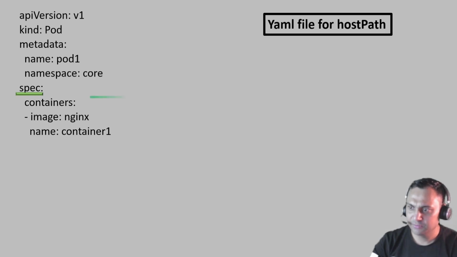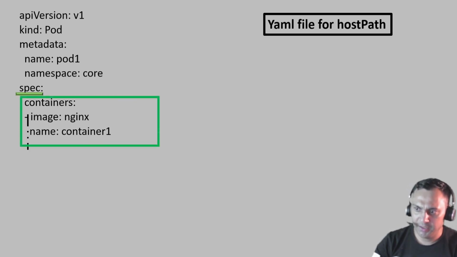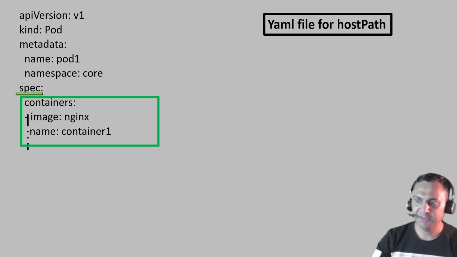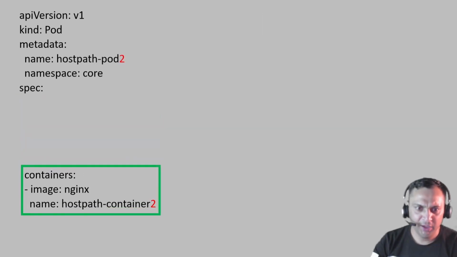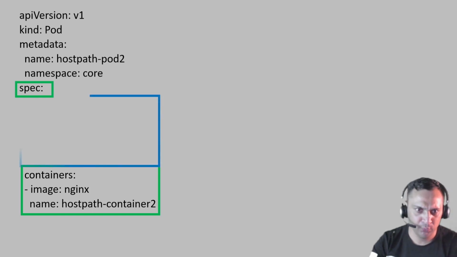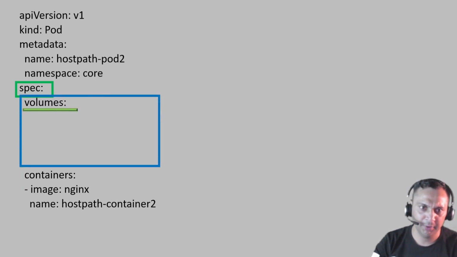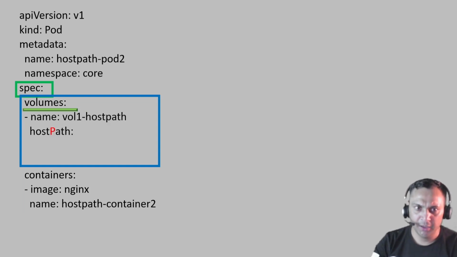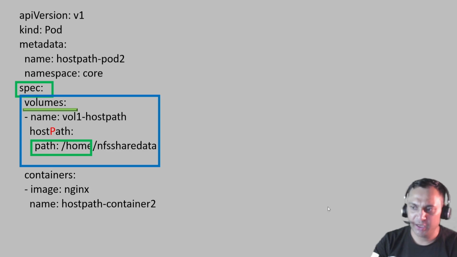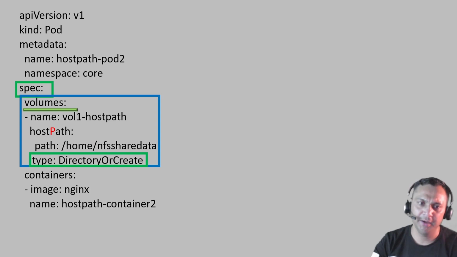In the spec section, we have container and the indentation is same, name and image. And when we add the volume, you notice I have changed the name from 1 to 2. In the spec section, we added a new volume section as we did for EmptyDir. This time, under volume, we just mention the name and then host path. Earlier, we mentioned EmptyDir. In the host path, we will define the path, which directory we are going to share here, and then type: directory or create.